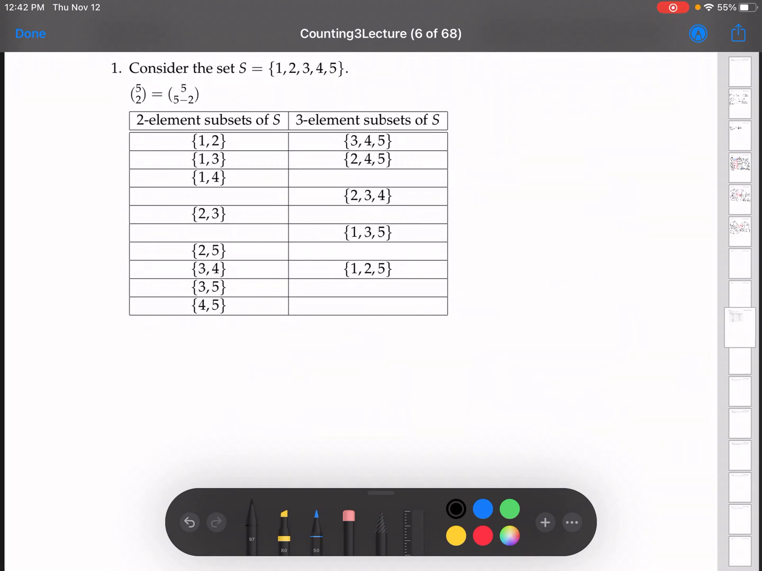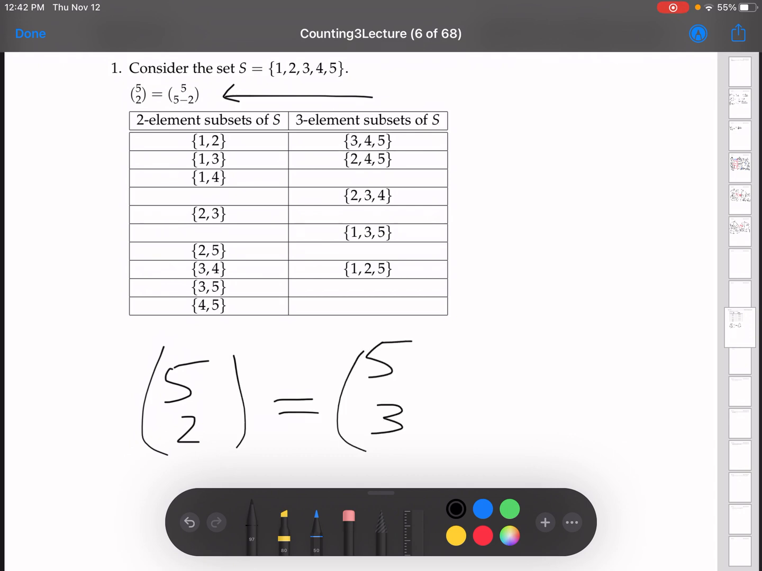All right, now in this video, we're going to investigate why that's true. Why it's true that 5 choose 2 is equal to 5 choose 3. So here I have a table. You can think of this as, we will see that this is in fact a function.